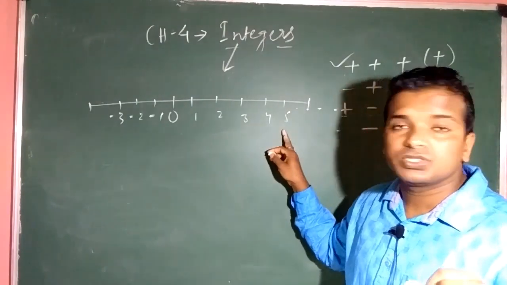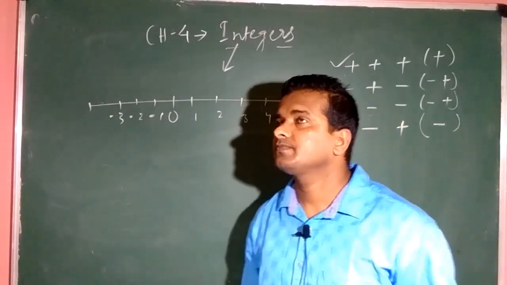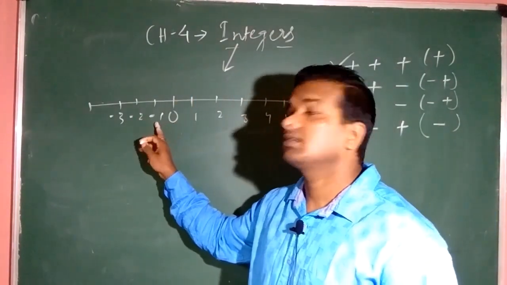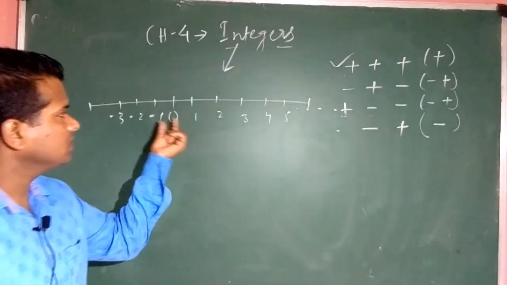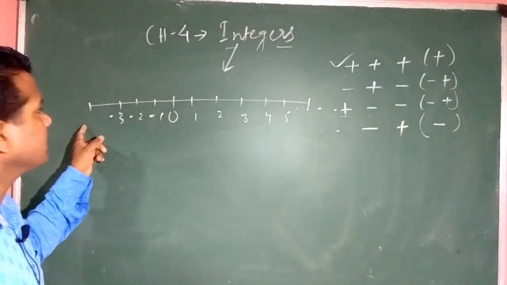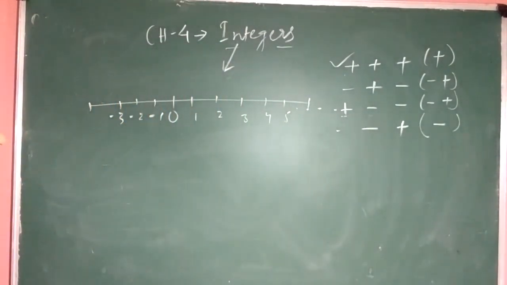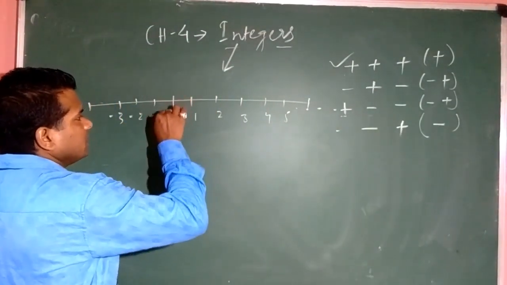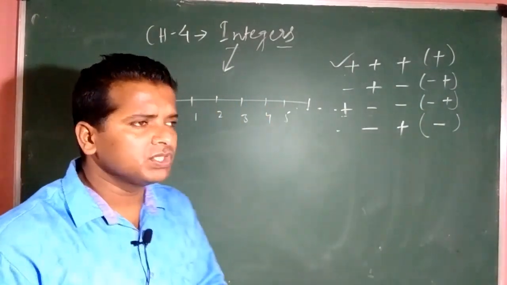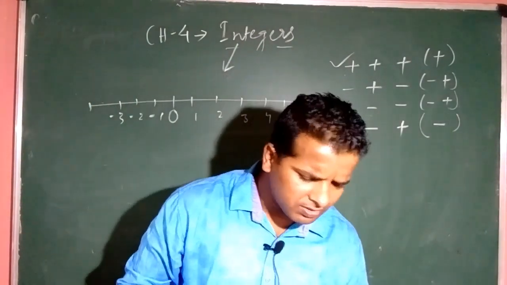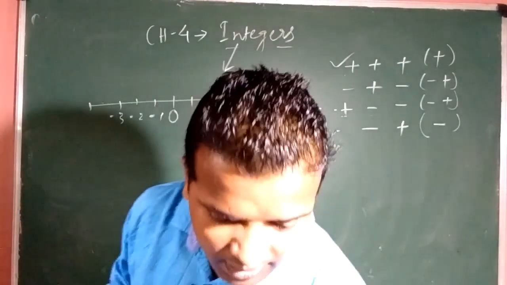The largest positive number is what? Infinity. We don't know it, we cannot find it. The largest negative number is minus 1. The smallest negative number, we don't know, it is after infinity. This 0 is the mediator, it is in the middle. That's why 0 is neither positive nor negative. That means 0 you cannot add to anyone, and you cannot subtract from anyone.